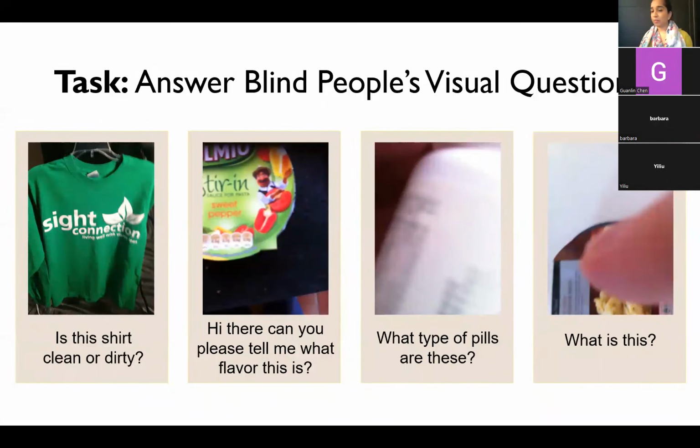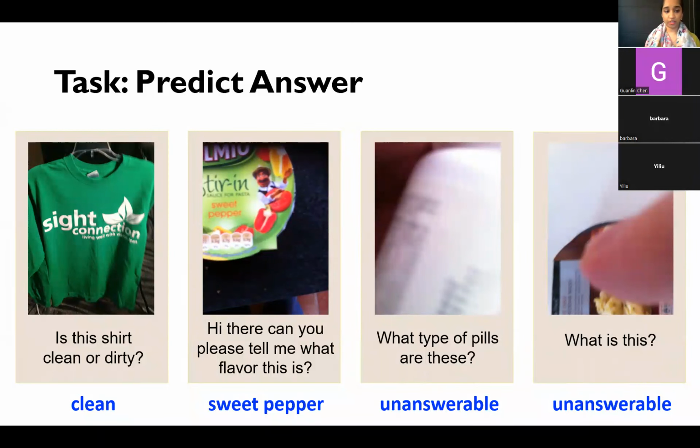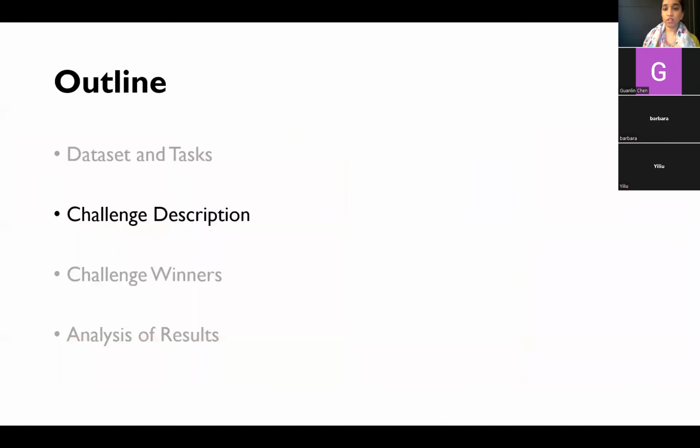And here are a few examples for the VQA task. So given questions such as these, the task is to predict an answer. So questions such as, is this shirt clean or dirty? The answer would be clean. Hi there, can you please tell me what flavor this is? Sweet pepper, and so on and so forth. So this brings us to the challenge description.